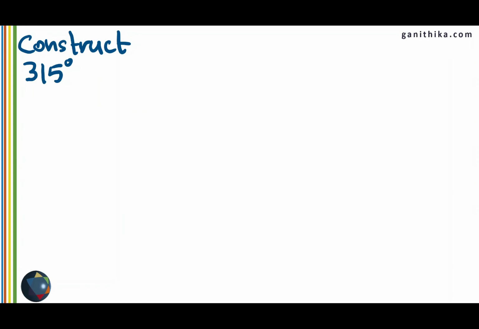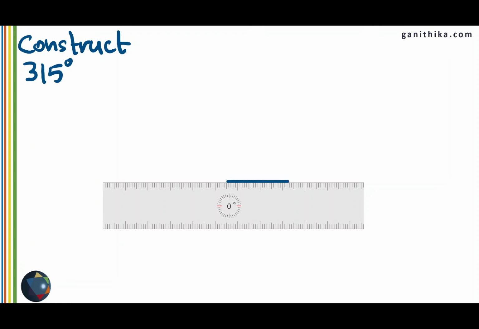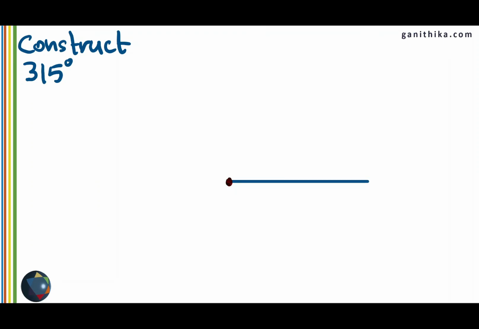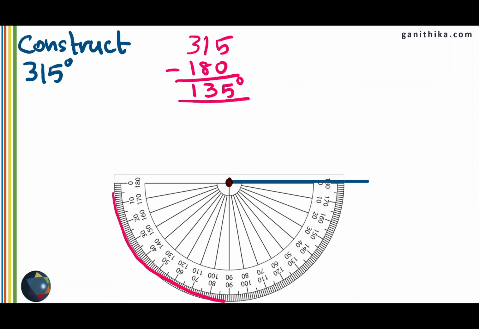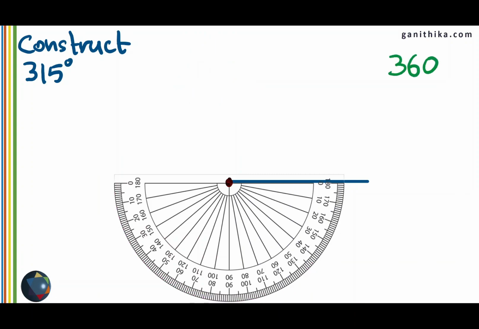Let's construct 315 degrees now. In the same way, construct the baseline. Mark the vertex. As you constructed 220 degrees, we can construct it in the same way, measuring what is left over after 180 degrees by subtracting from 315, and we are left with 135 degrees. Therefore, from 0 all the way to 135 degrees, you can mark a point here and make the angle. Instead, you can subtract 360 minus 315 and get the angle 45 degrees, keeping the protractor downwards.